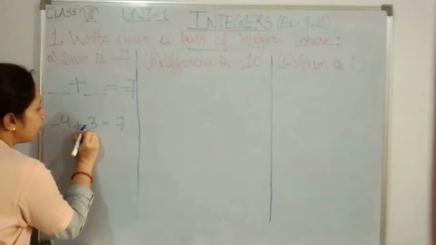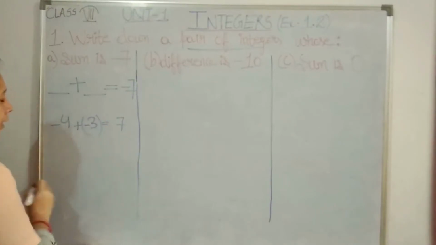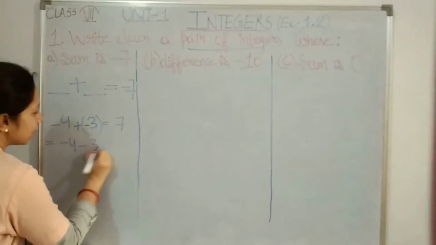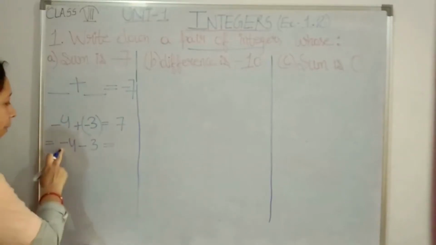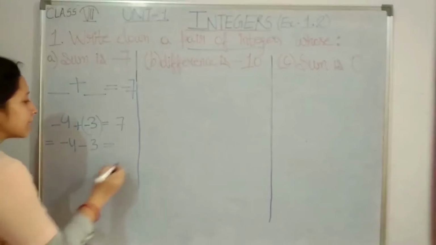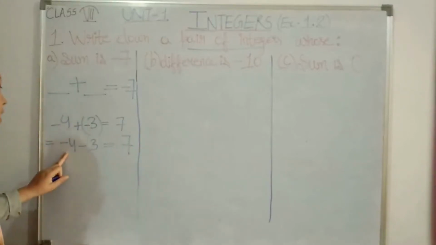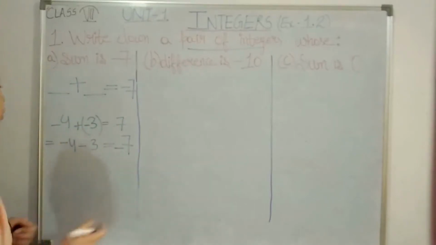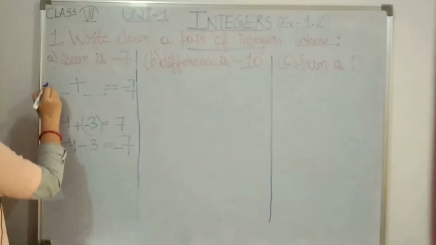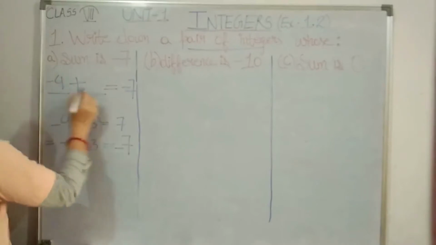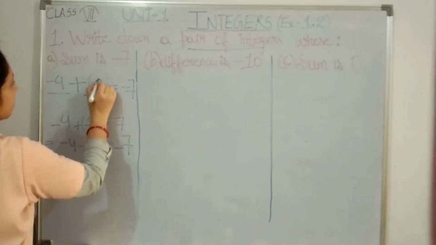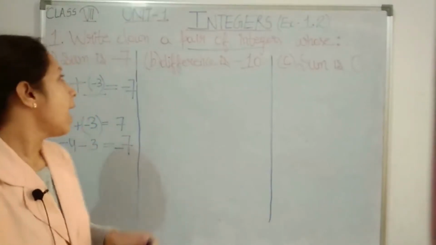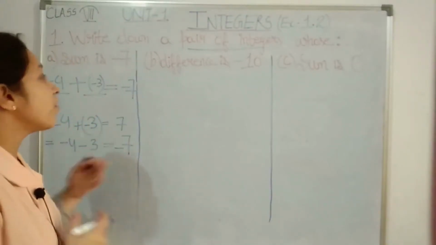This 3 I am taking as negative 3. Now students, minus 4 plus minus 3. What will be the result students? Minus minus plus, 4 plus 3, 7. As 4 is the greater number with negative sign, we got minus 7. So this pair I can write here as minus 4 plus minus 3 is equal to minus 7. Clear students?